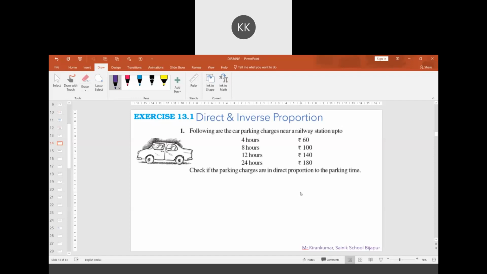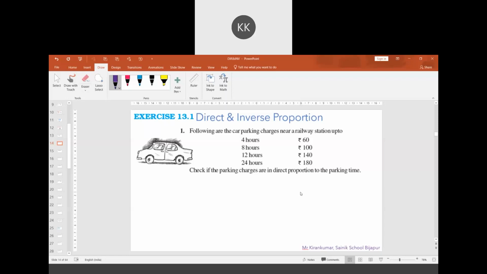The following are the car parking charges near a railway station. Up to 4 hours it is rupees 60, up to 8 hours it is 100, up to 12 hours it is 140, up to 24 hours it is 180. Check if the parking charges are in direct proportion to the parking time.